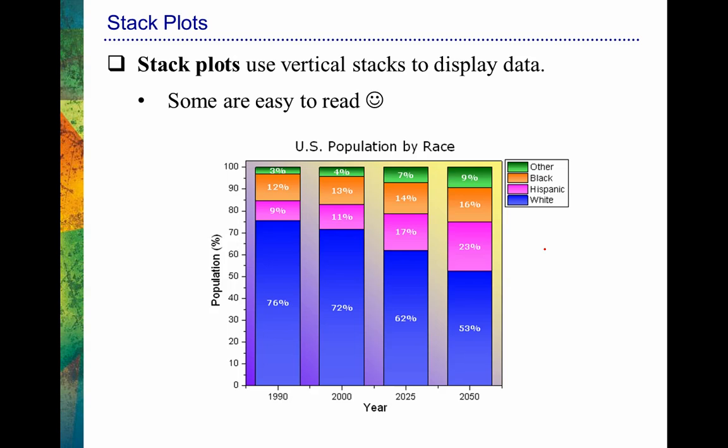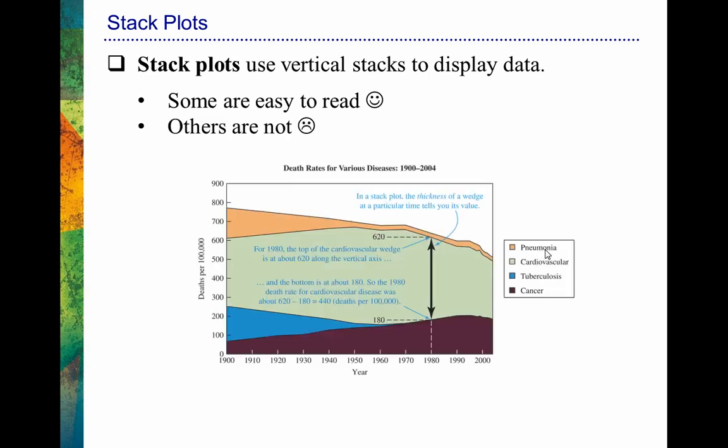But now check out this one. This one's not quite as easy to read, although it does provide quite a bit of information. It says death rates for various diseases from 1900 to 2004. So it's like over 100 years. We have to look very closely. It shows deaths per 100,000. All right, so 100 deaths per 100,000 and so forth. Per 100,000 people is what that represents over these years.